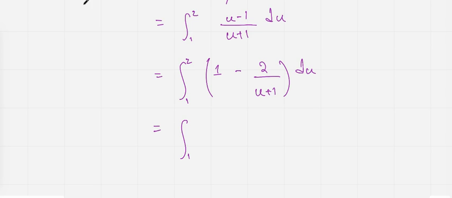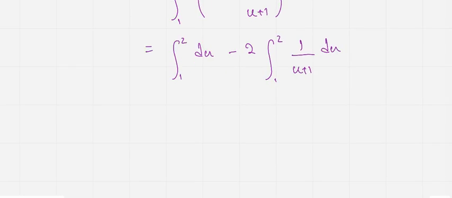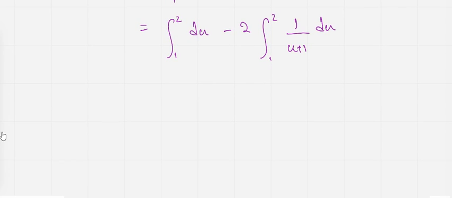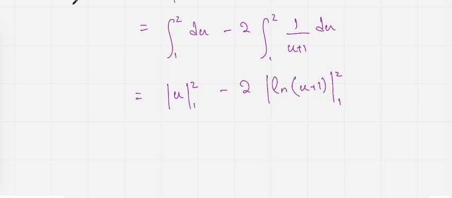So it is going to be integral going from 1 to 2 du minus 2 times integral going from 1 to 2 1 upon u plus 1 du. Okay, so like that. So now you just nicely apply your basic integral and you will get your answer. So it's going to be something like that, and this is going to be ln of u plus 1, times going from limit 1 to 2 and so forth.